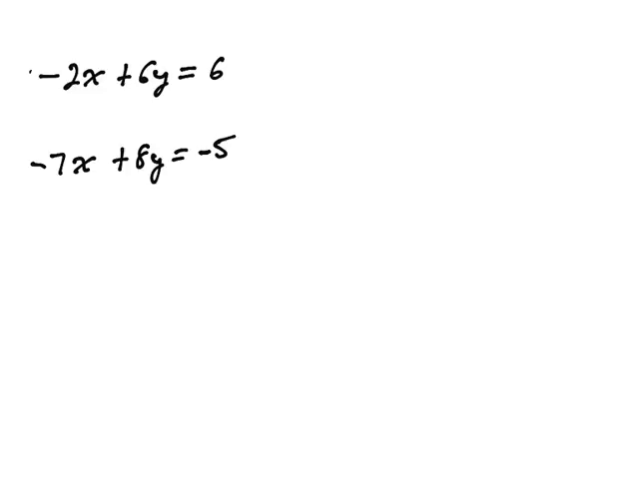All right, let's go ahead and take a look at one more example. In this example, I have to do even a little bit more work at the beginning in order to solve one of these equations for x or y. So I'm looking at negative 2x plus 6y equals 6 and negative 7x plus 8y equals negative 5. And I have to find what's going to be the easiest path for me to solve one of these either for x or y.